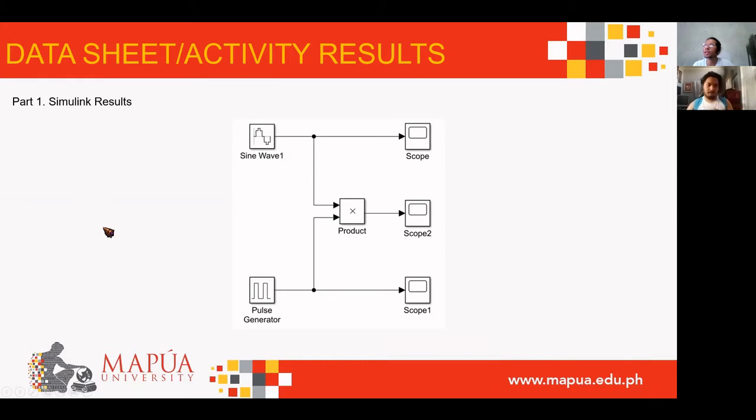So for the datasheet activity results for part 1, the Simulink result is that we are given a block diagram which has a sine wave input and a pulse generator input block, and their signals are fed into a product block, and the outputs are monitored in scope 1, scope 2, and scope.